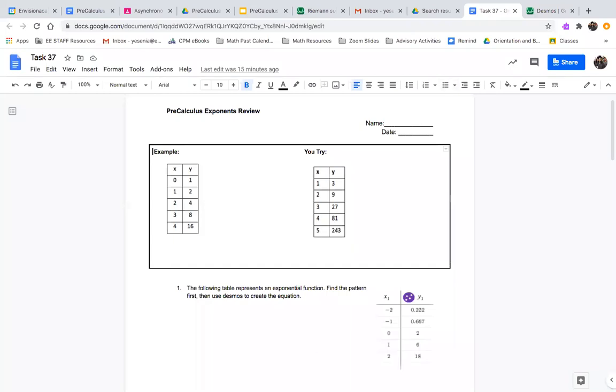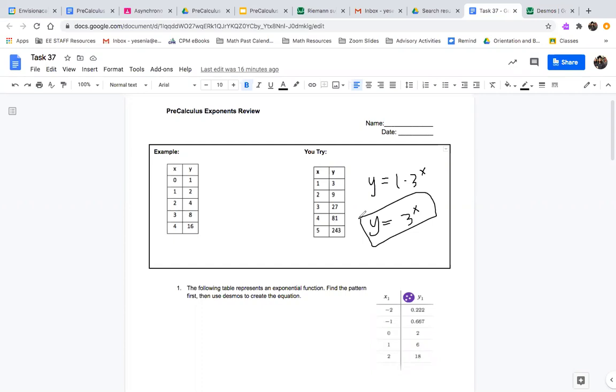The a is also 1, so it's y equals 1 times 3 to the x. Well, that's just another way to say y equals 3 to the x. And that would be our answer for this second one.